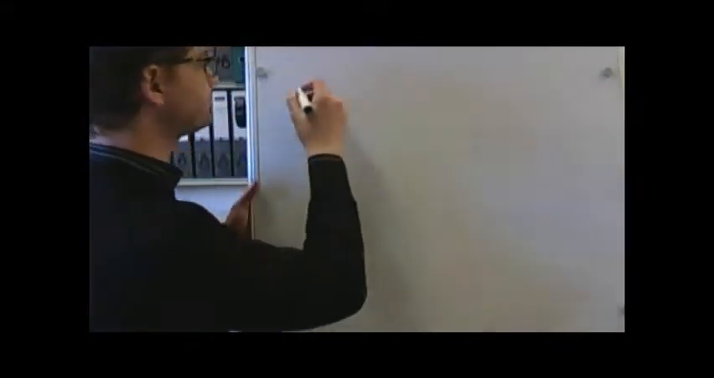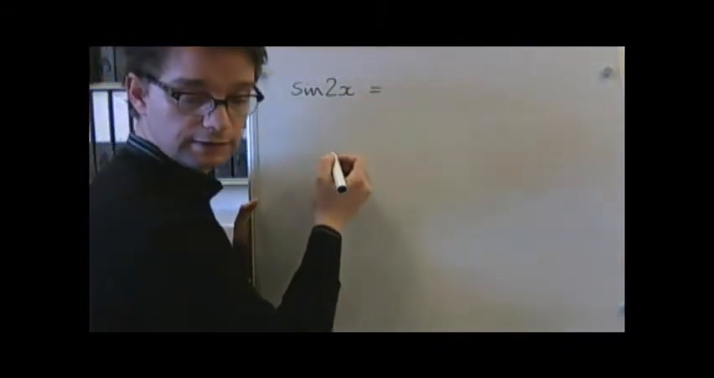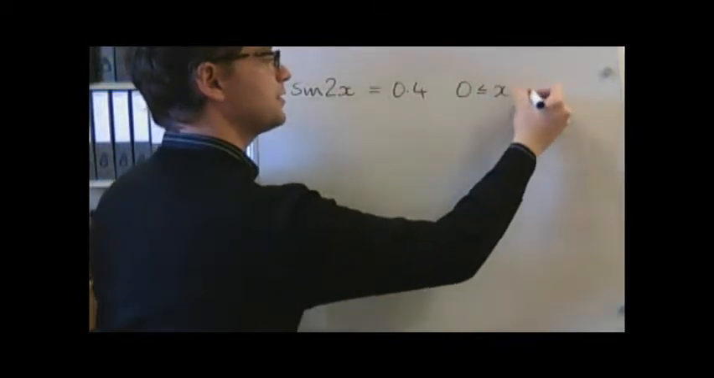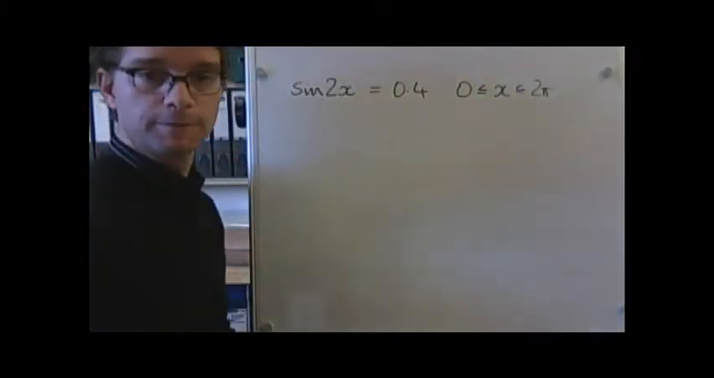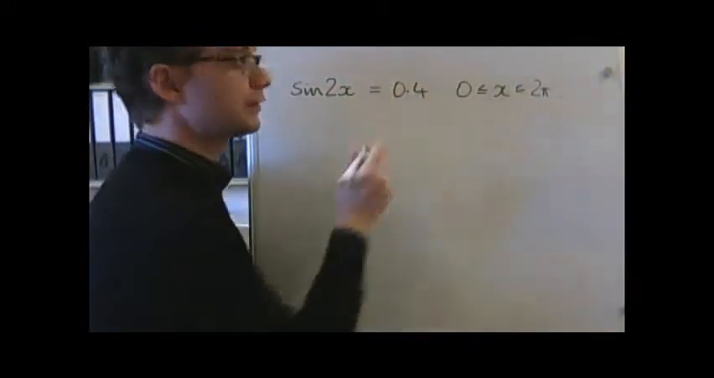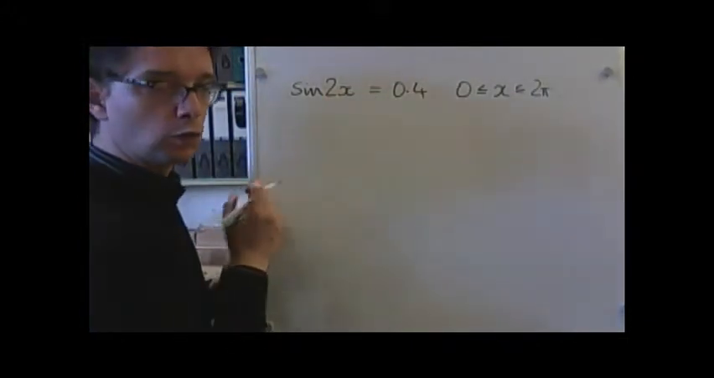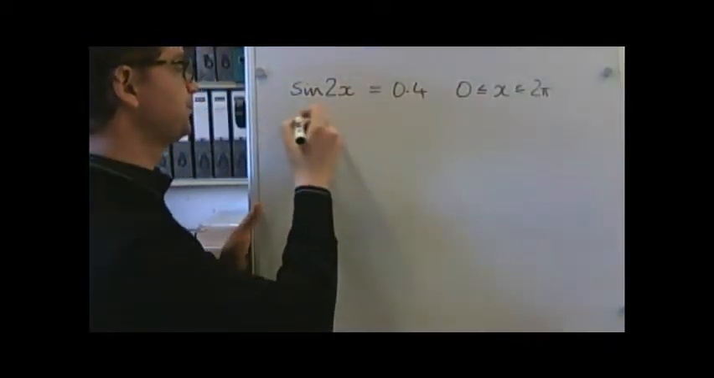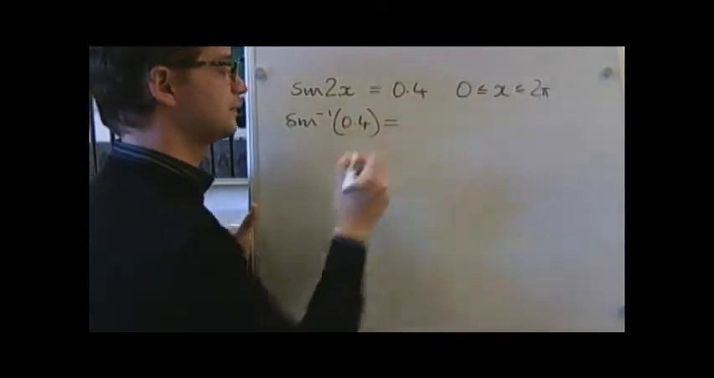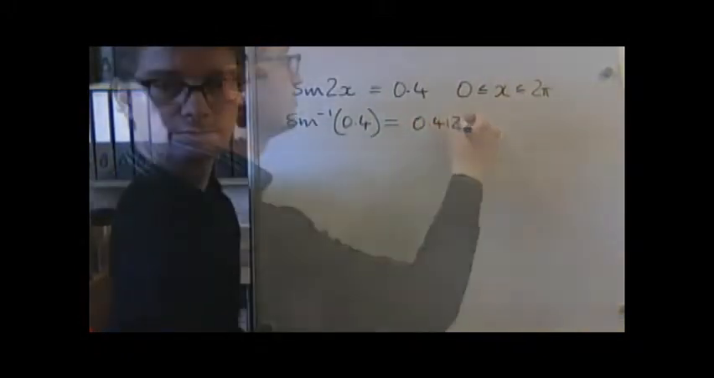Last example, sine 2x equals 0.4, and this time I'm going to keep working between 0 and 2 pi. Notice this time I'm using x. That's fine, it doesn't matter. The process is pretty much the same. But now we're dealing with 2x here. What we do doesn't change very much. I'm going to start by taking the inverse sine of 0.4. And I think my calculator earlier told me that was 0.412.